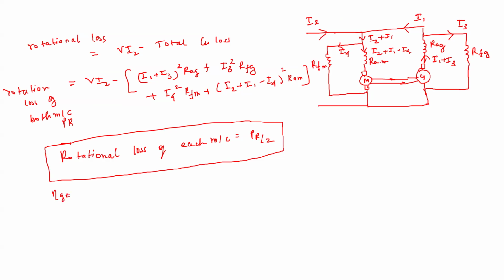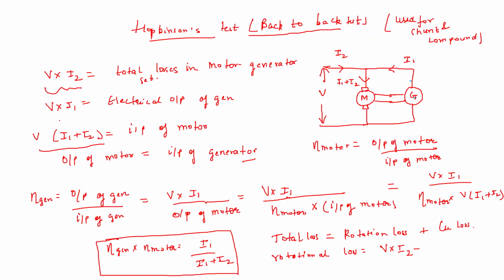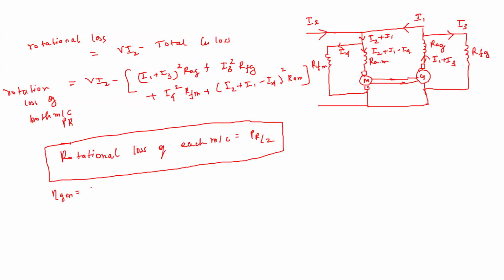Now what is the efficiency of the generator? We have seen it. What is the output of the generator? V into I1. So it is output by output plus losses. What is the loss in the generator? The rotational loss in the generator is PR by 2, plus the copper loss. The copper loss in the generator is (I1 plus I3) squared RAG plus I3 squared RFG. So this is the efficiency of the generator.